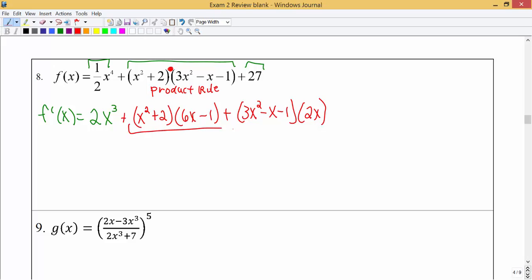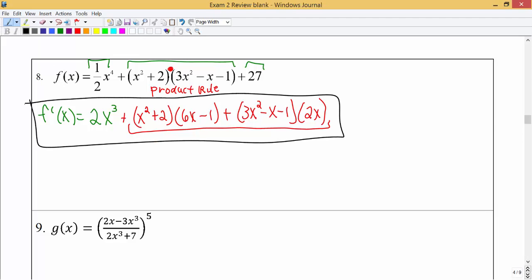So there's the derivative of the second term. The last term, we have 27, that's just a constant, so the derivative of that is 0. We're going to leave that just like that. So there's our derivative.